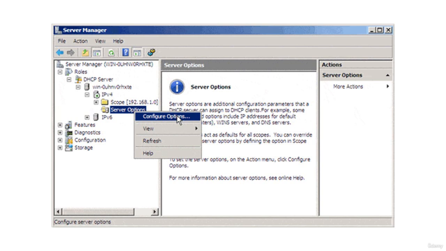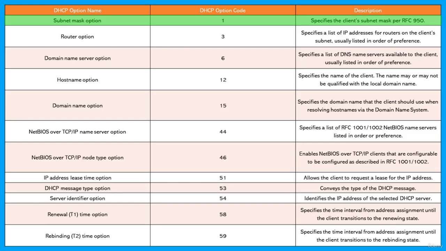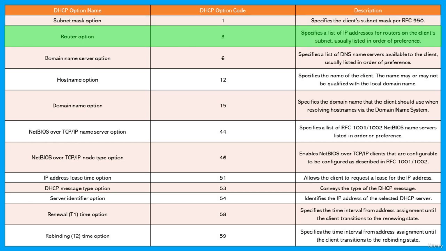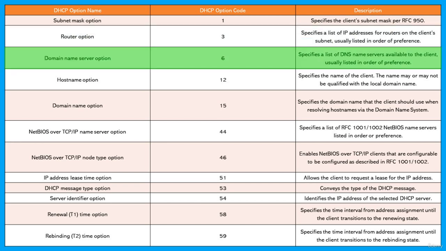During lease negotiation, the DHCP server sends the options shown in the table below to the client. The subnet mask option, or DHCP option code 1, specifies a client subnet mask per RFC 950. Router option, or DHCP option code 3, specifies a list of IP addresses for routers on the client subnet, usually listed in order of preference. Domain name server option, option code 6, specifies a list of DNS name servers available to the client, usually listed in order of preference.